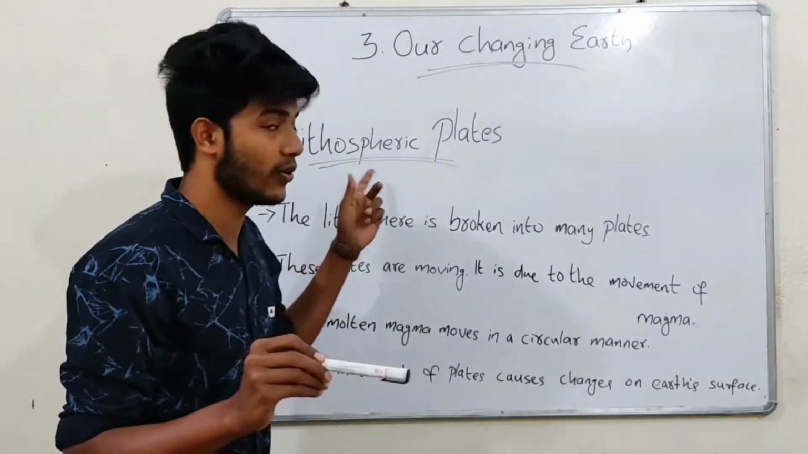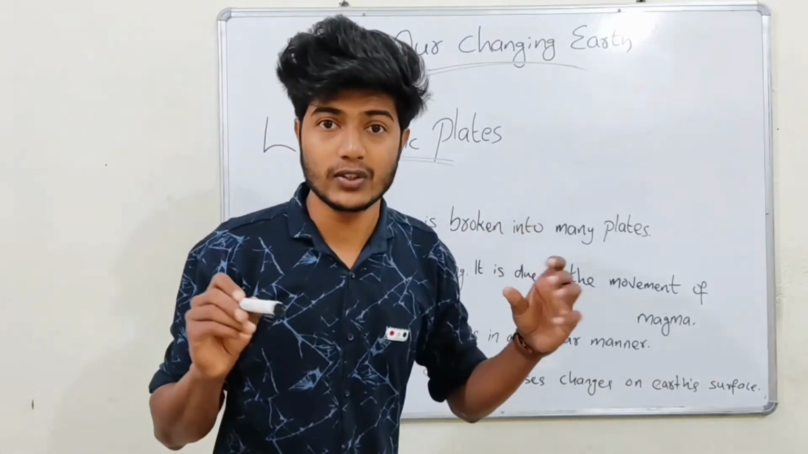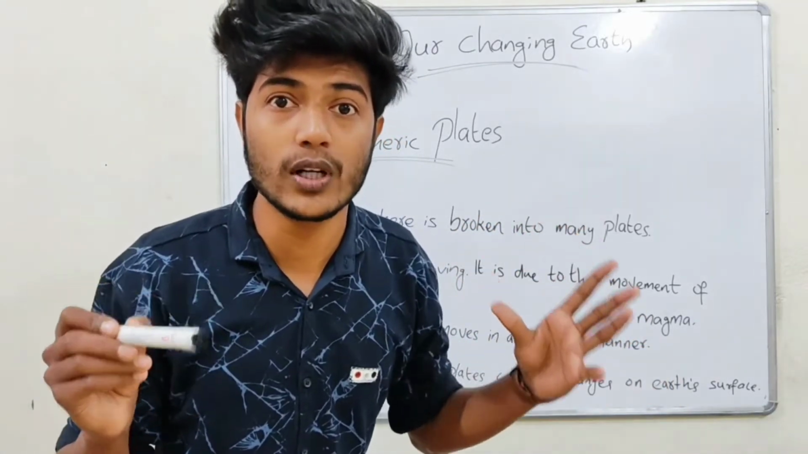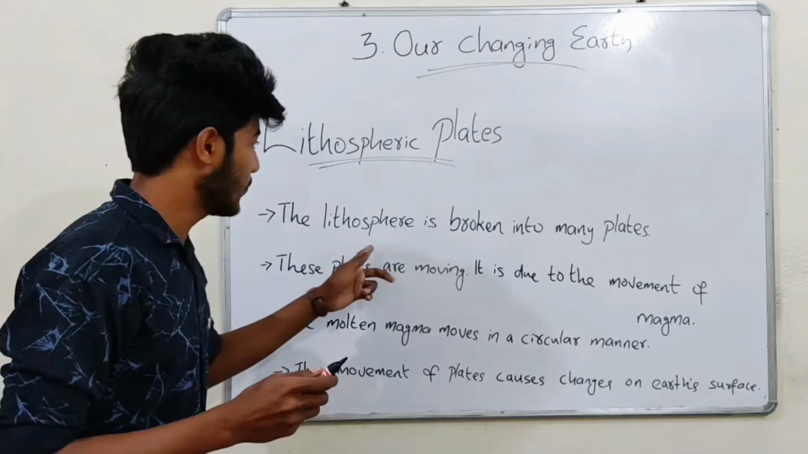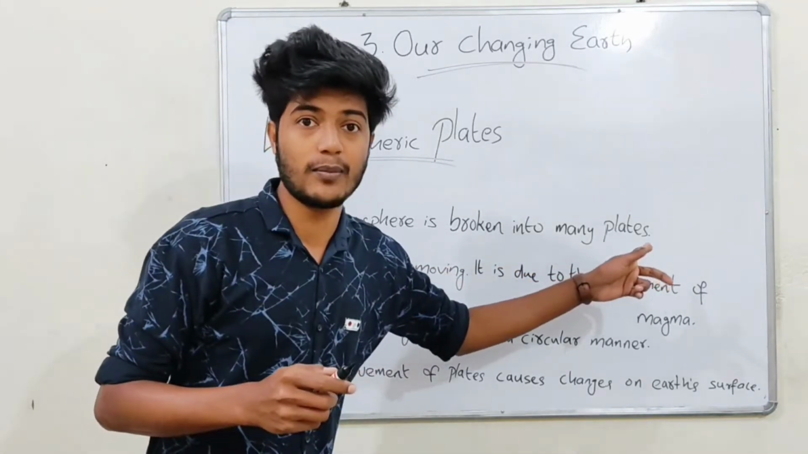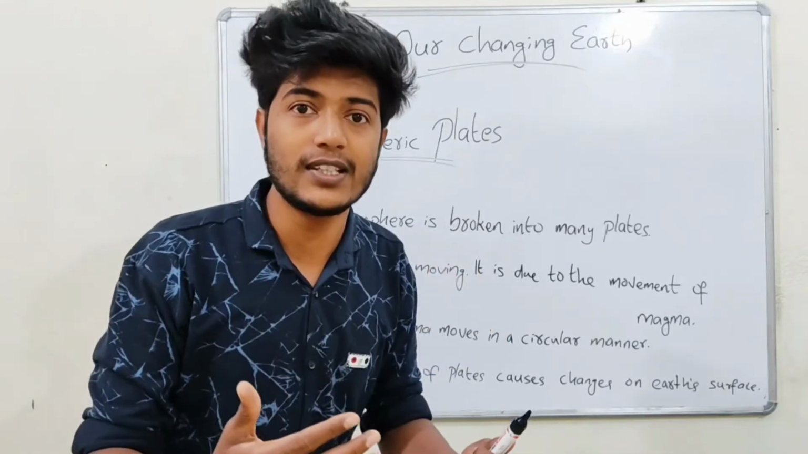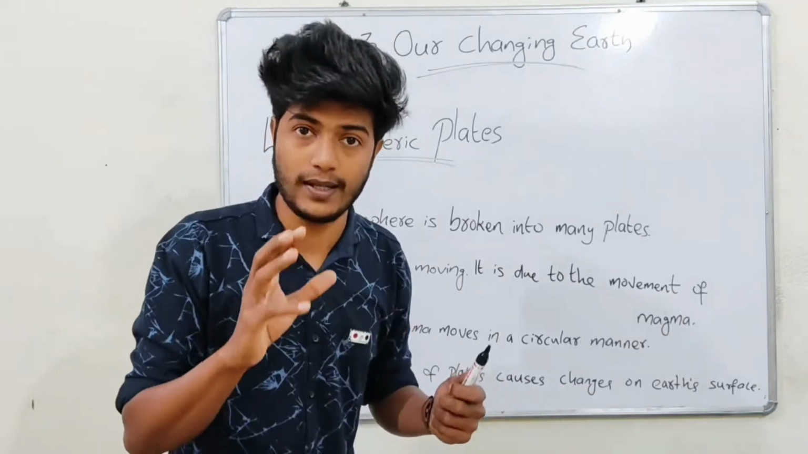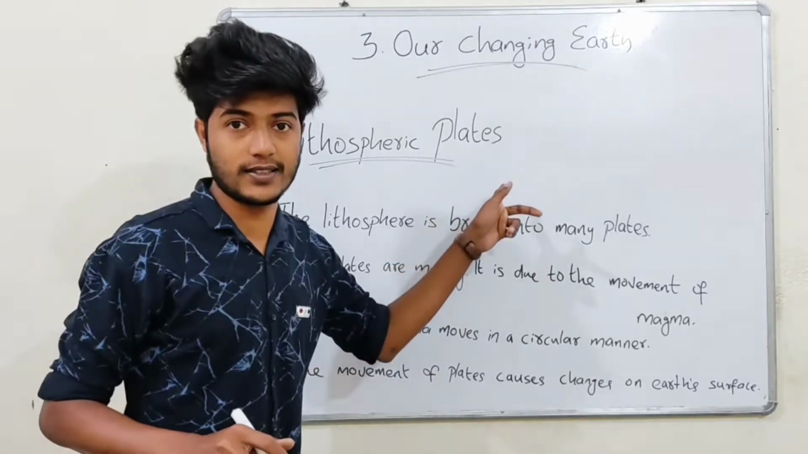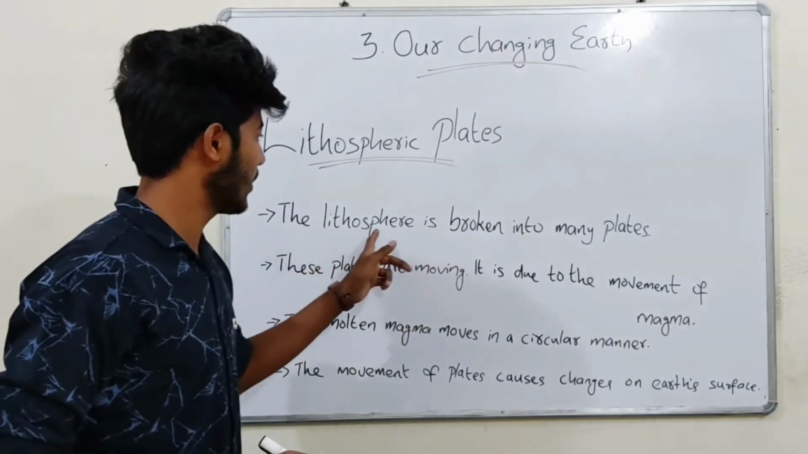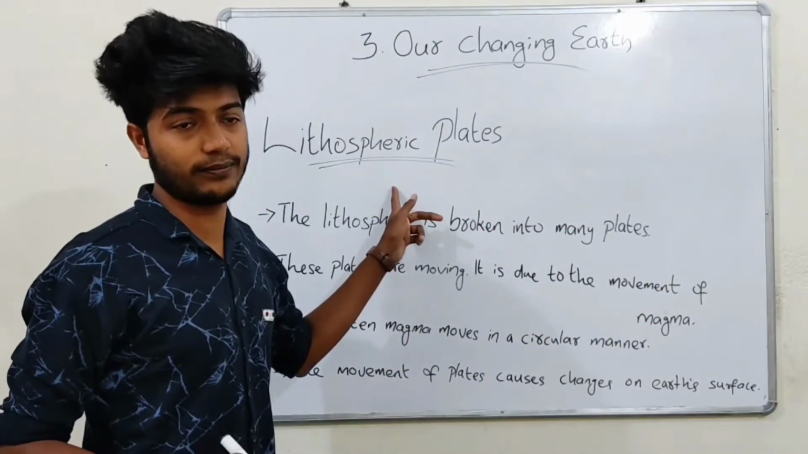Let us learn about lithospheric plates. What are these lithospheric plates? The lithosphere, the solid crust, is broken into many plates. That means the lithosphere is divided into many parts. Each of these parts is called a plate, and these plates are called lithospheric plates. So once again, the lithosphere is broken into many plates and these plates are called lithospheric plates.